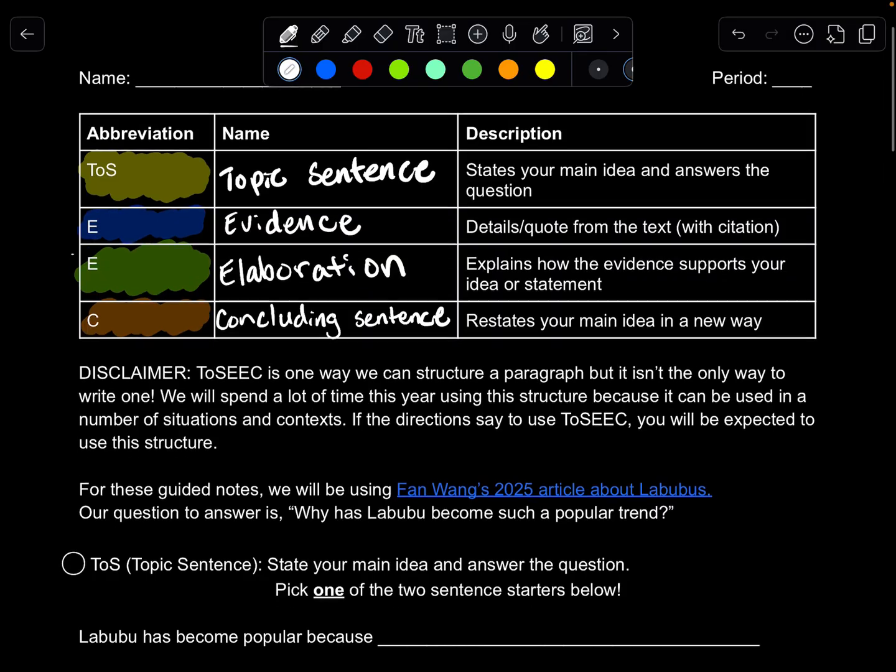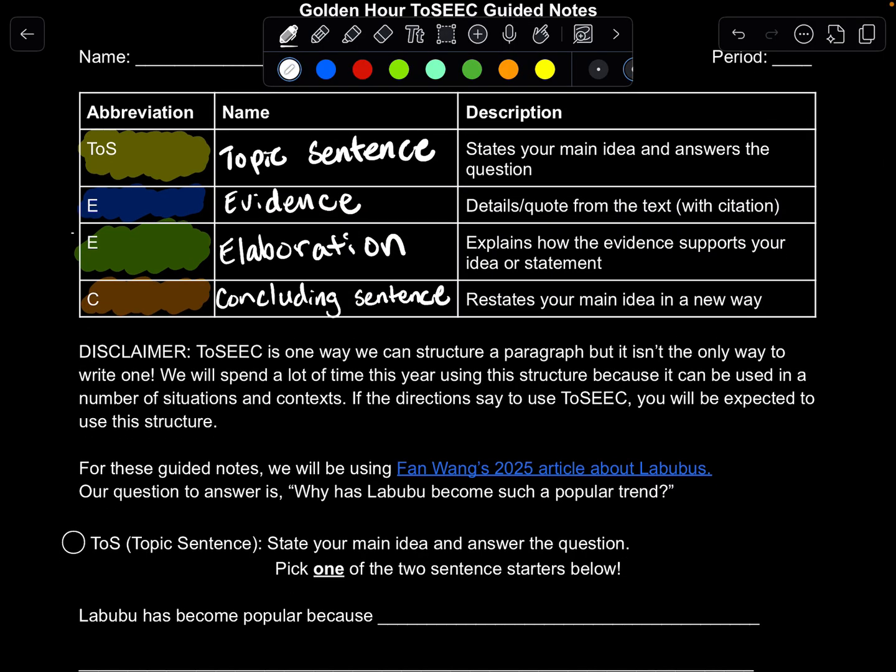Now, a huge disclaimer. ToSEEC is one way. It is one way we can structure a paragraph, but it's not the only way to write one. We're going to spend a lot of time this year using this structure because it can be used in a number of situations and contexts. It's super flexible. But if the directions say to use ToSEEC, you are expected to use this structure. So while, again, this is not the only way to write a great paragraph, this particular structure is what we're talking about today. And if our directions this year say to use ToSEEC, this is what I'm going to expect from you.